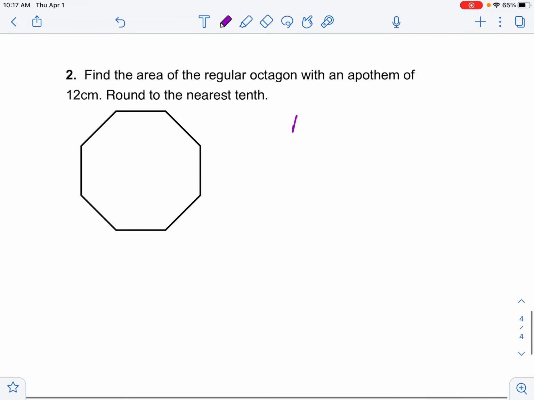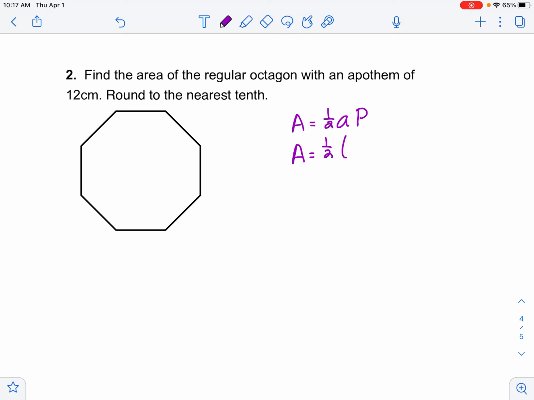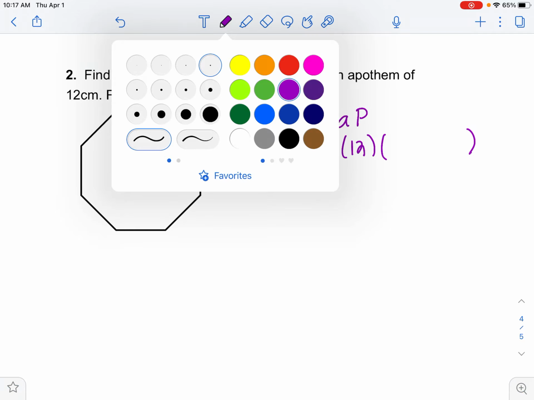So I'm going to write down my formula for the area of a regular polygon: area equals 1/2 apothem times perimeter. Did I give you the apothem? With an apothem of 12. So I sure did. You can write that in. But I did not give you the perimeter. So I'm going to leave a space for it. I like to leave the space big because usually it's something funky looking. All right, now I need to find the perimeter.